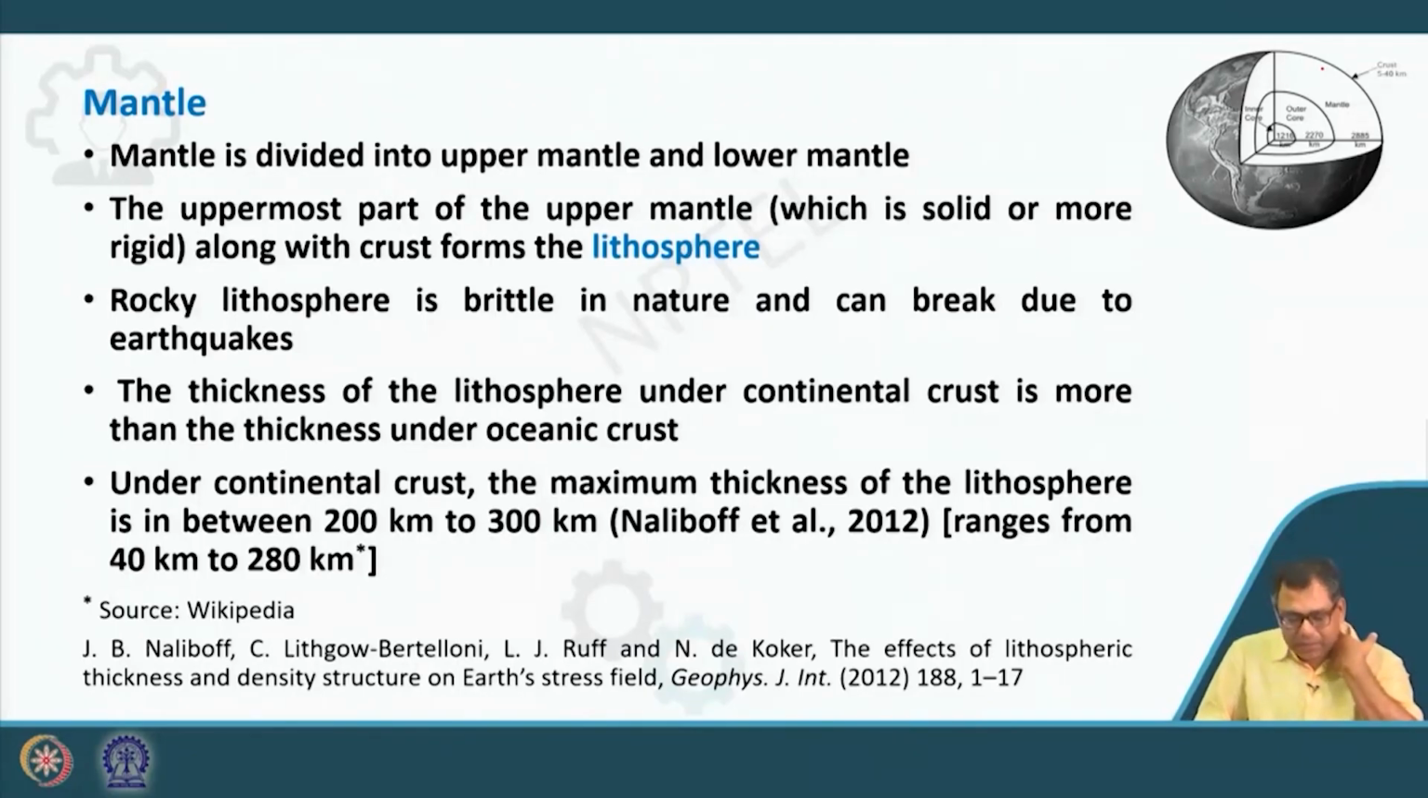So here if you see these ranges, sometimes these ranges are not uniform, so they vary from place to place. So that's why I am giving in the form of range. And that range is 200 to 300, maximum is around 280 kilometers. So that means lithosphere thickness under continental crust will be 40 kilometers to 280 kilometers. That means the minimum is 40 kilometers, maximum can be 280 kilometers or up to 300 also.